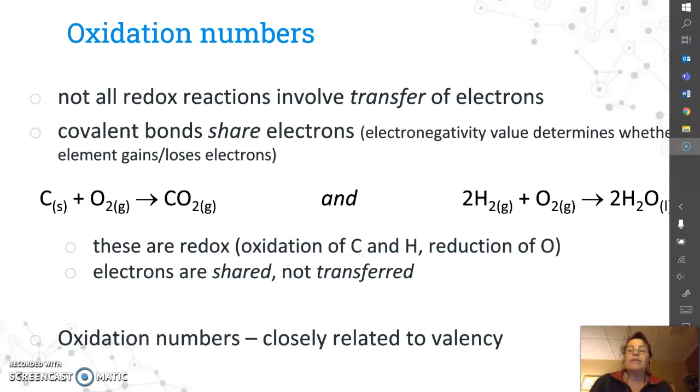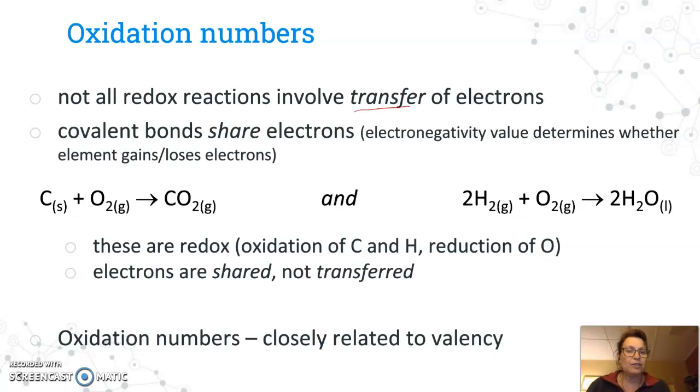Remembering that not all redox reactions will involve a transfer of electrons. In this instance here, I've got a transfer of oxygen. So I've got two reactions here. There's the oxidation of carbon and the oxidation of hydrogen. Carbon gains the oxygen. Hydrogen gains the oxygen. So they've both been oxidized. The electrons in this instance are shared, not transferred.